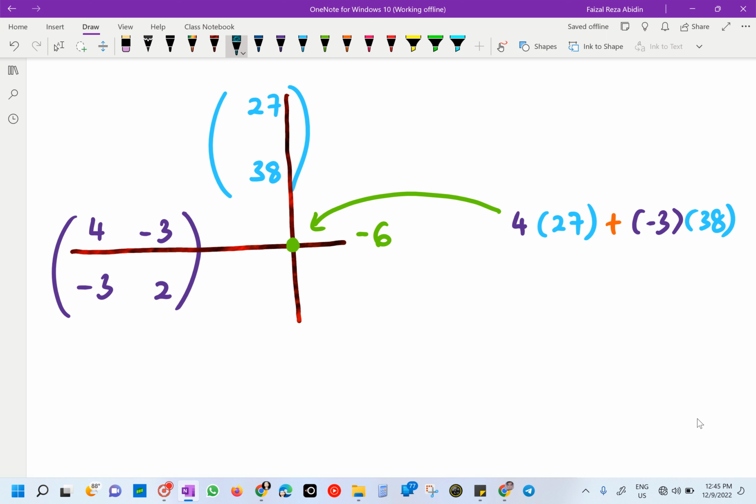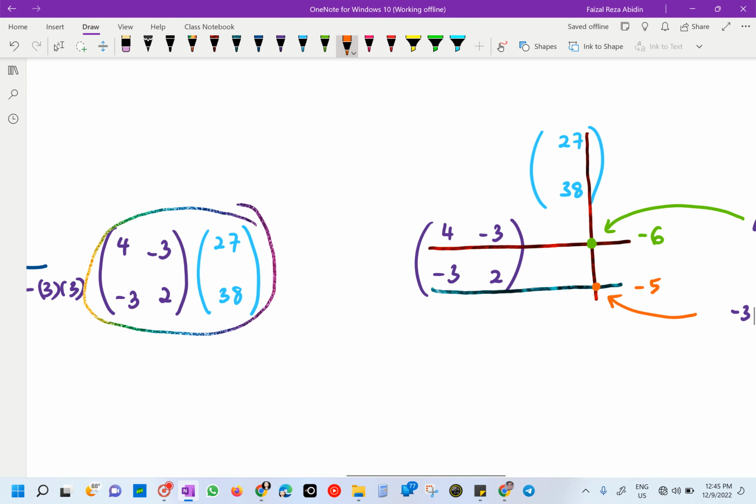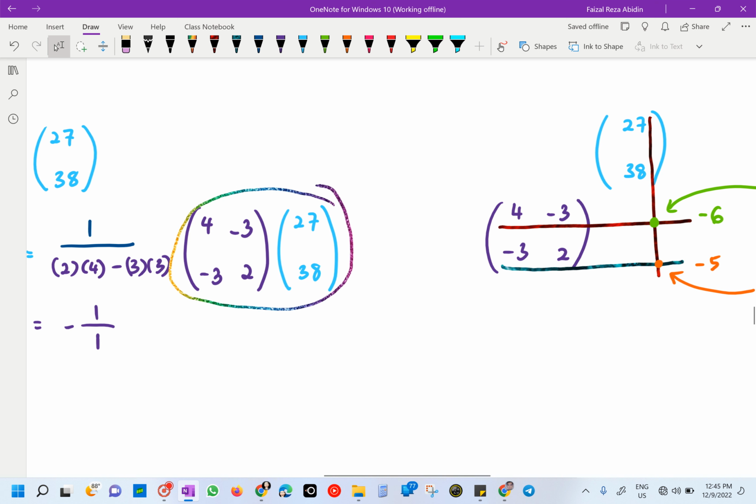Next. Yes, you are going to have over here the second row with the first column. We are going to get this one. So to get that one, we are going to get negative 3 times 27 plus 2 times 38. You are going to get over here negative 5. Can? Okay, next. By using row column over here, I'm going to take the value for our negative 6 and also negative 5 there straight away.